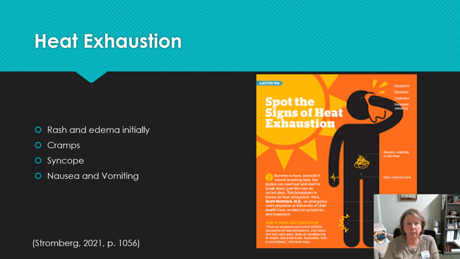Heat exhaustion can lead to heat stroke. Heat stroke is detrimental. Heat exhaustion we can turn around, but there are signs of it. You can have a rash or edema initially, and cramping because we're sweating out and losing those electrolytes. Syncope, we can get up and pass out, have syncopal episodes, and nausea and vomiting are other signs you need to be able to spot. We've talked about heat exhaustion in Nursing 101, I believe, if not in 102. So you need to go back and review what we see with heat exhaustion. But these are some of the signs and symptoms.